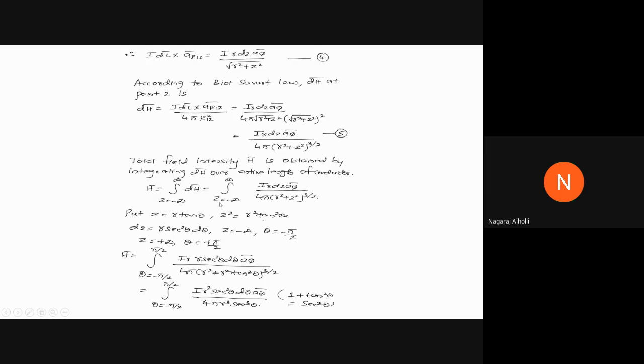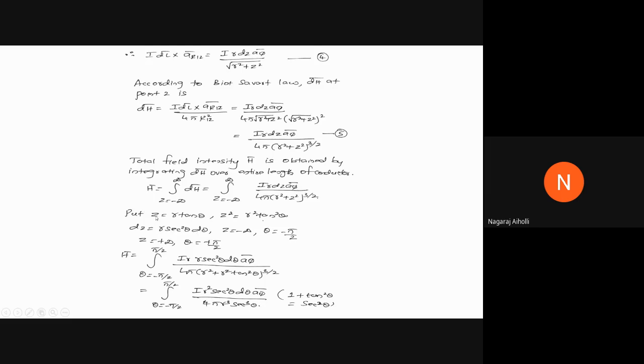This is equal to the integral from Z equal to minus infinity to infinity of I R dz a phi bar divided by 4 pi times (R square plus Z square) raised to 3 by 2. I am integrating this term, that is the dH bar term. Here we are considering a substitution.